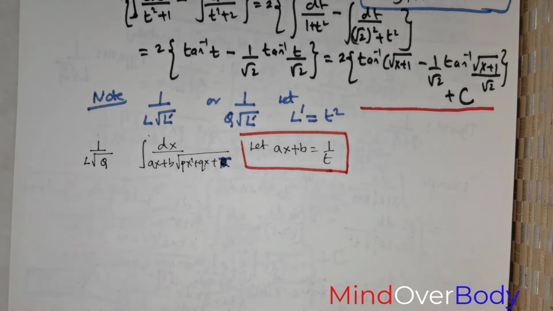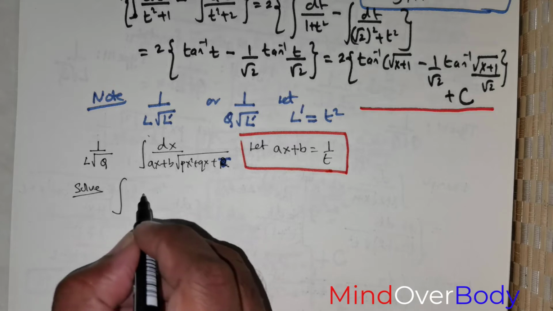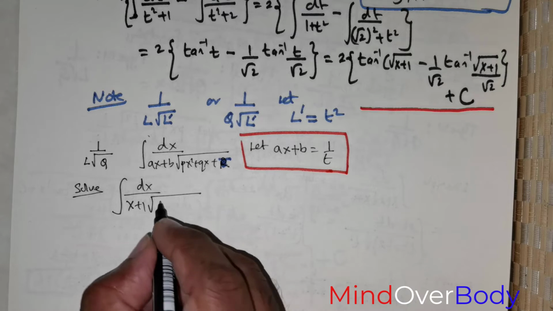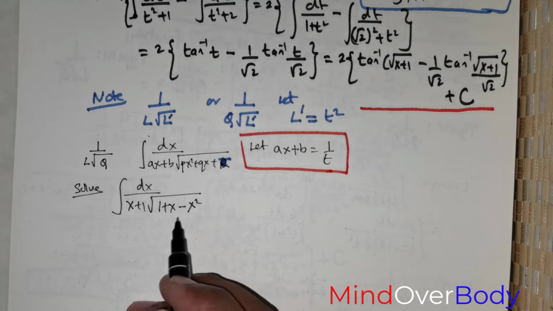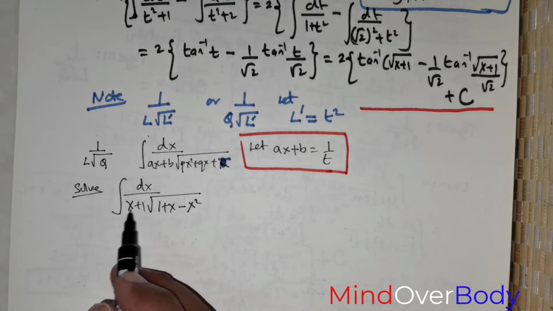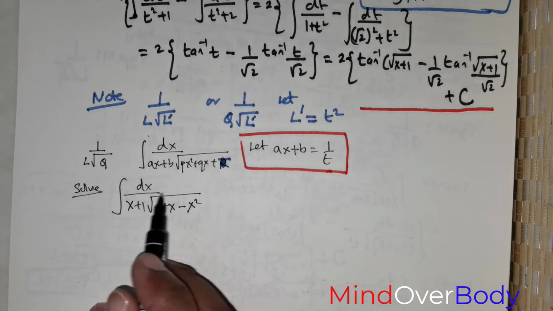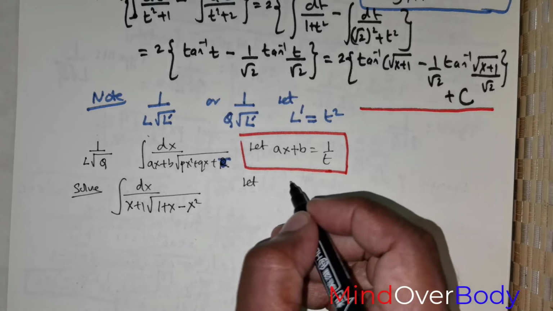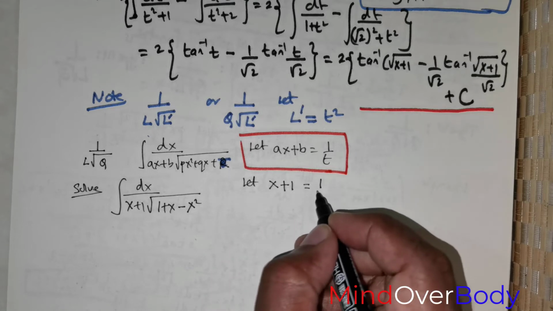So with this in mind, let us solve this question. Solve integral dx over (x + 1) root of (1 + x − x²). So clearly this is a quadratic function, and you have a linear function. So you have a linear and a quadratic being placed within the square root. So what we are going to do is make the following substitution. Let x + 1 be equal to 1 over t.